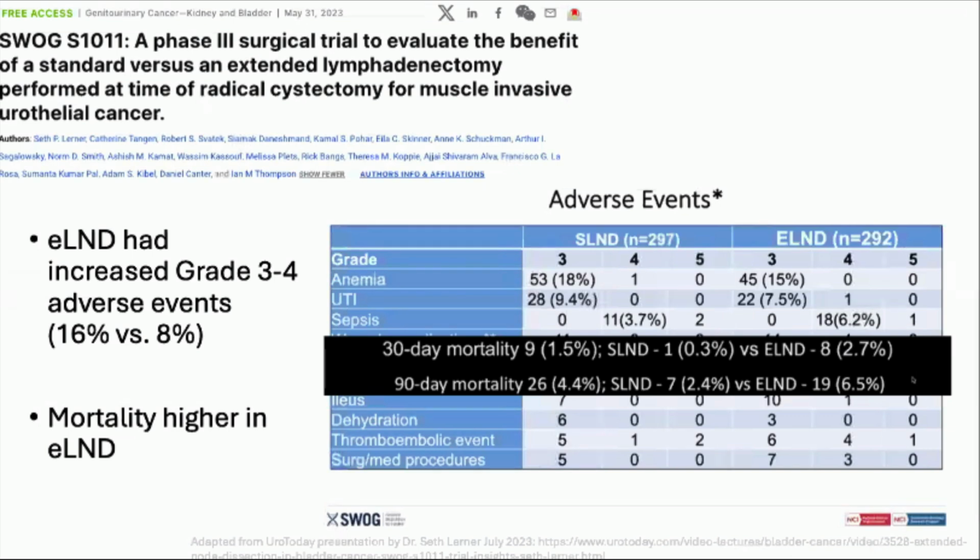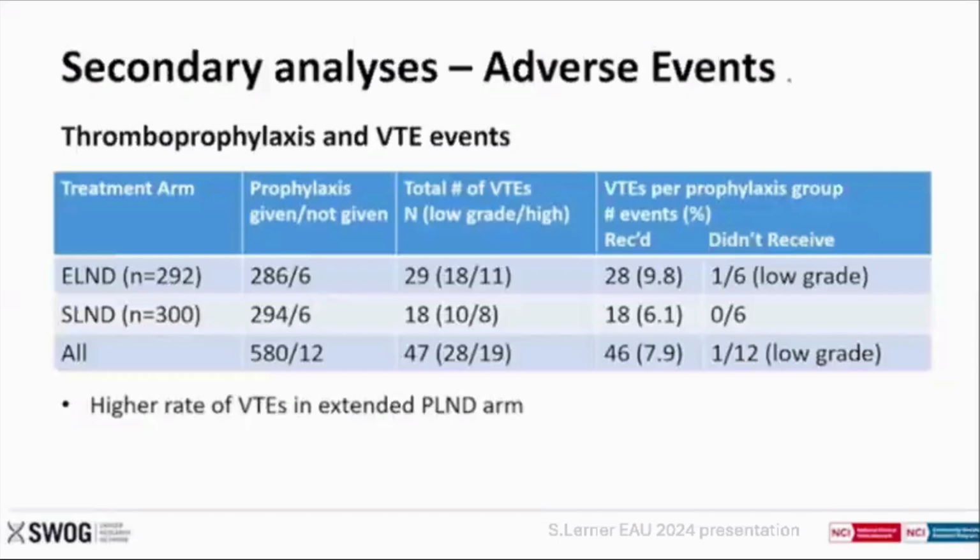And in unpublished data, they also did look at recurrence patterns as well. Some adverse events specific, also looking at venous thromboembolic events, they did find that there were slightly higher rates. 28 patients had a venous thromboembolic event compared to only 18 in the standard lymph node dissection arm.